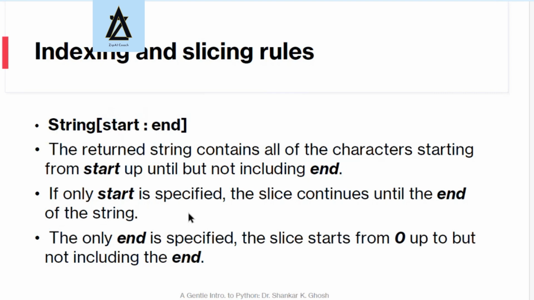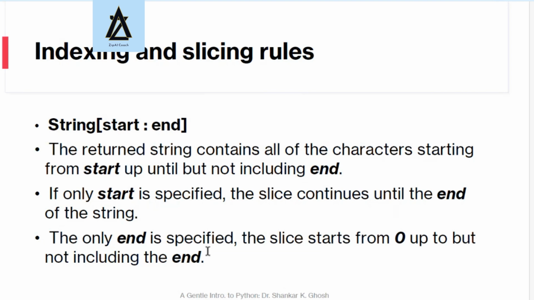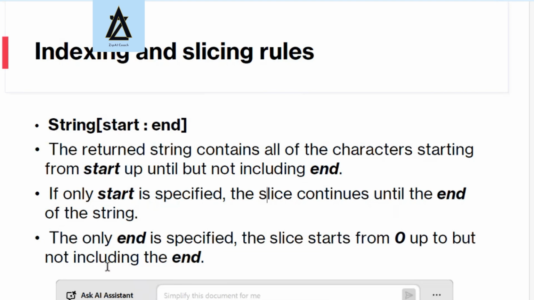For example, if you write string start end, you are telling the starting position and the ending position, and you are printing that particular portion of the string. The returned string contains all of the characters starting from start up until, but not including, the end. Please be careful. If you write 0, 5, it will print 0, 1, 2, 3, 4, not 5. The slice starts from 0 up to, but not including, the end.